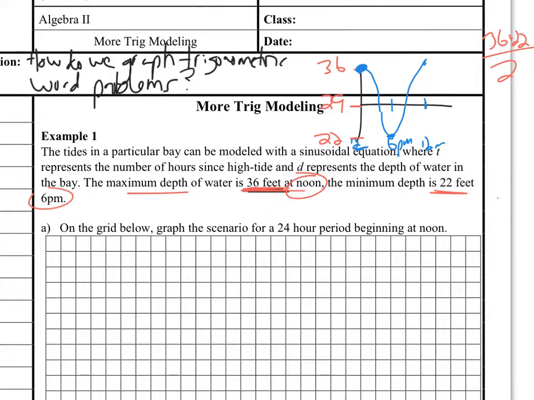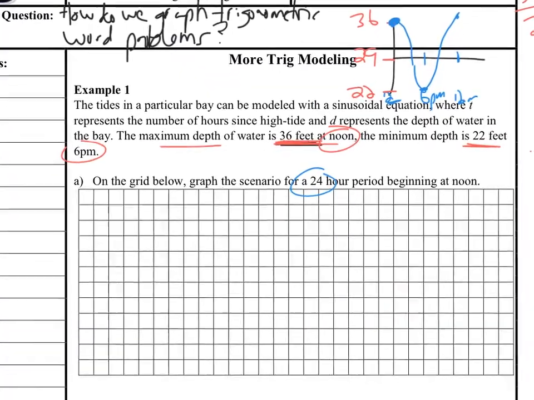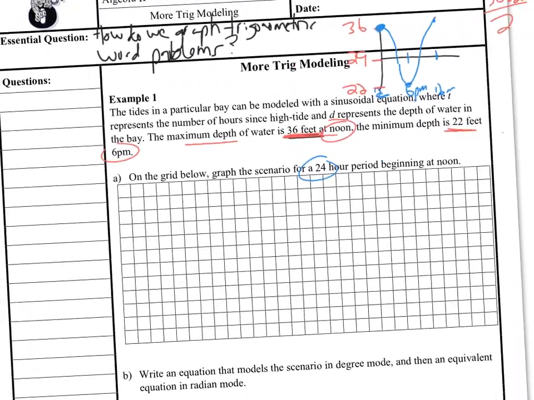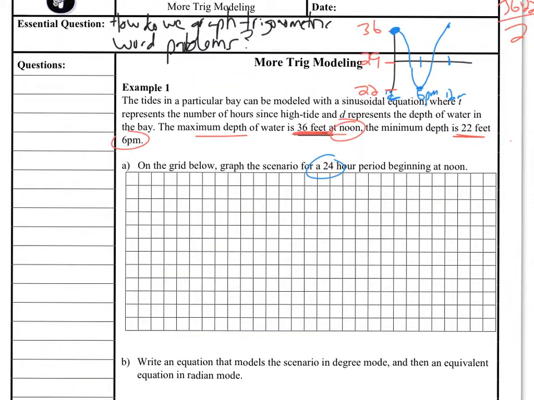But they want us to graph it over a 24-hour period. So if we see one of them by 12, from 12 to 12 we're going to see two of them in a 24-hour period. So now we're going to copy that sketch down to here. And here's the trick. When you are copying that sketch down, you can't just say, hey, I want that to be 22, and then I want any random spot to be 36.